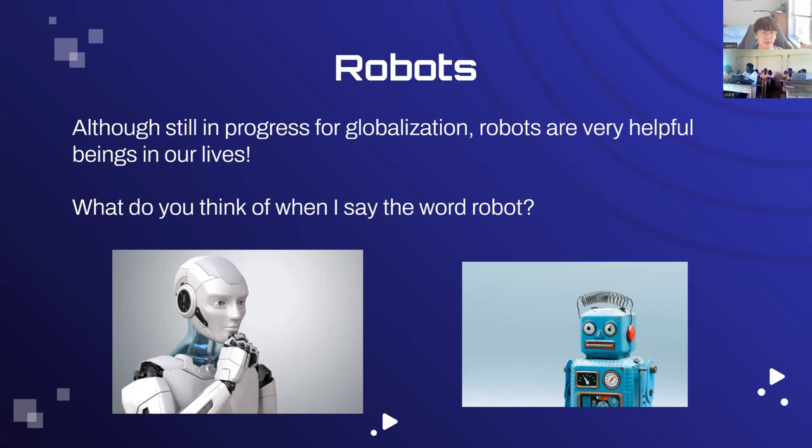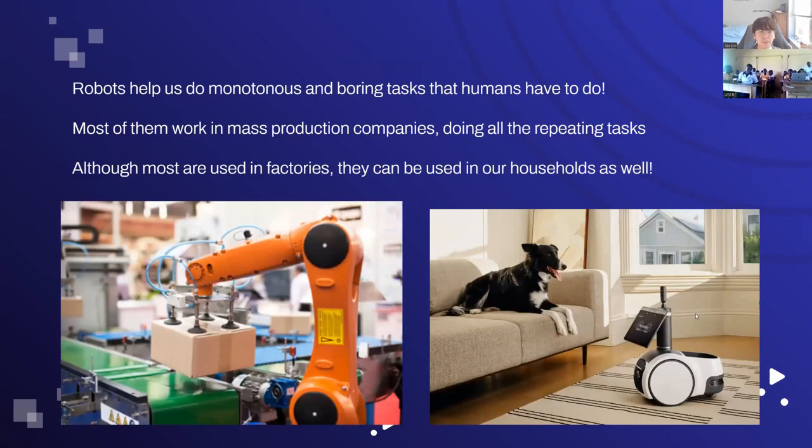Well, none of them is right or wrong. Either one is correct. But I just wanted to change around your maybe biased idea of what a robot is. There are a lot of things that are robots besides what's in the picture on the bottom here. Basically, robots help us do monotonous and boring tasks that humans have to do. That's the reason why most of them work in mass production companies doing all the repeating tasks. Although most are used in factories, they can also be used in our households as well.